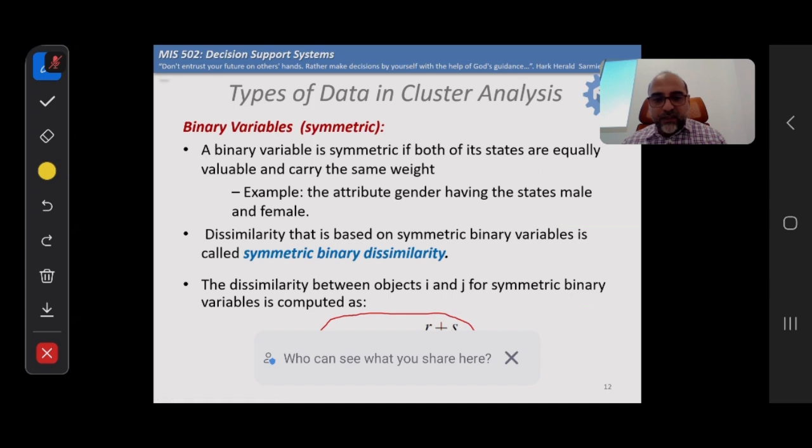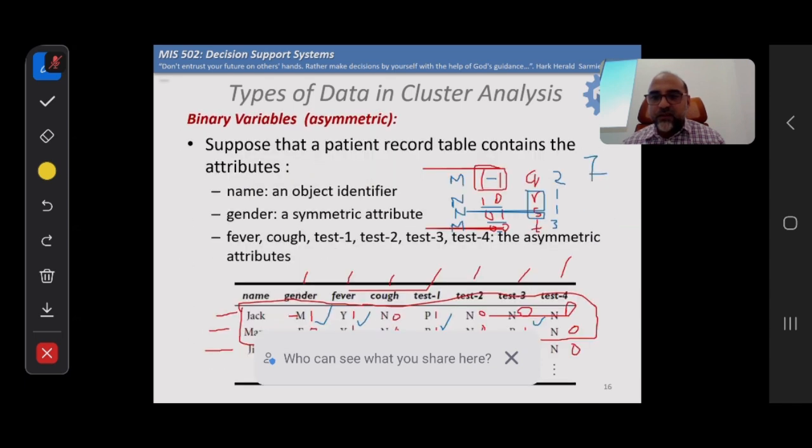Now, dissimilarity is the ratio between those characteristics which were not matching over all of the characteristics. You understand this formula? It is those characteristics which are not matching out of all the characteristics. So how many are all the characteristics? 7, Q plus R plus S plus T. You can see that 7 characteristics.